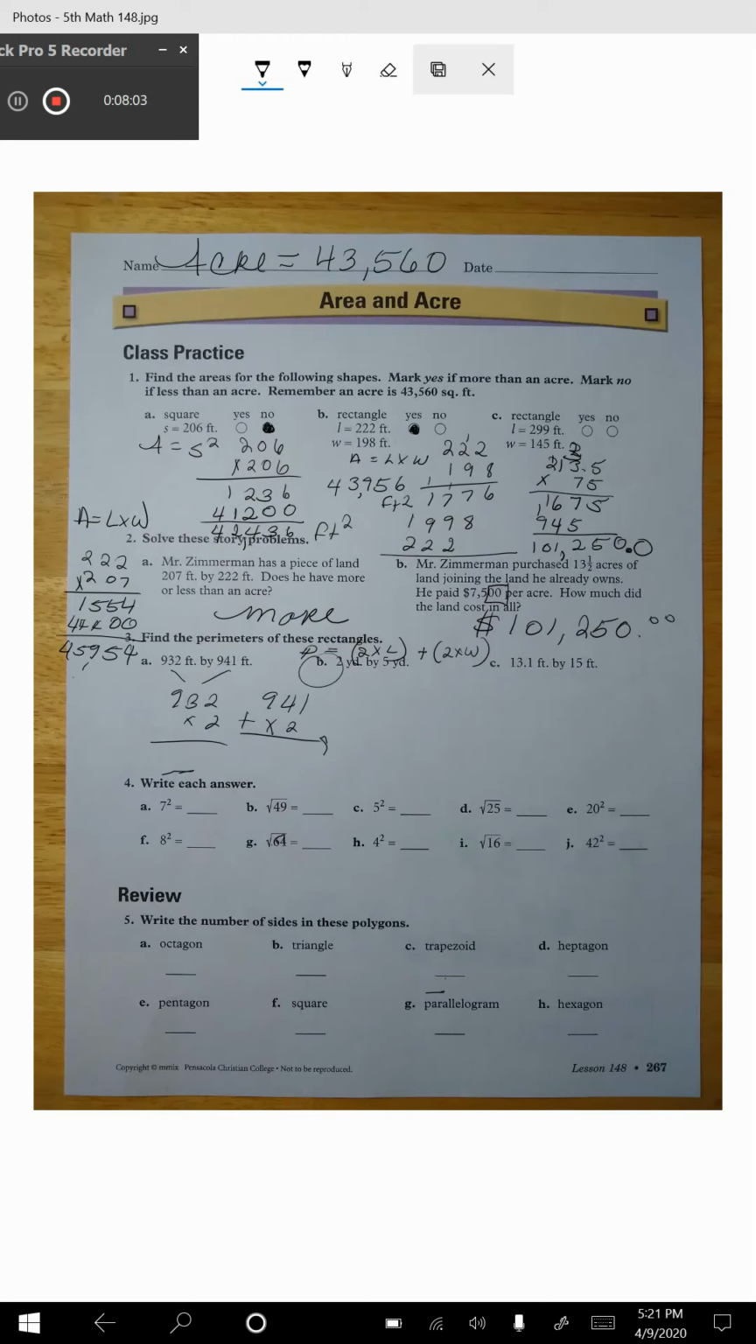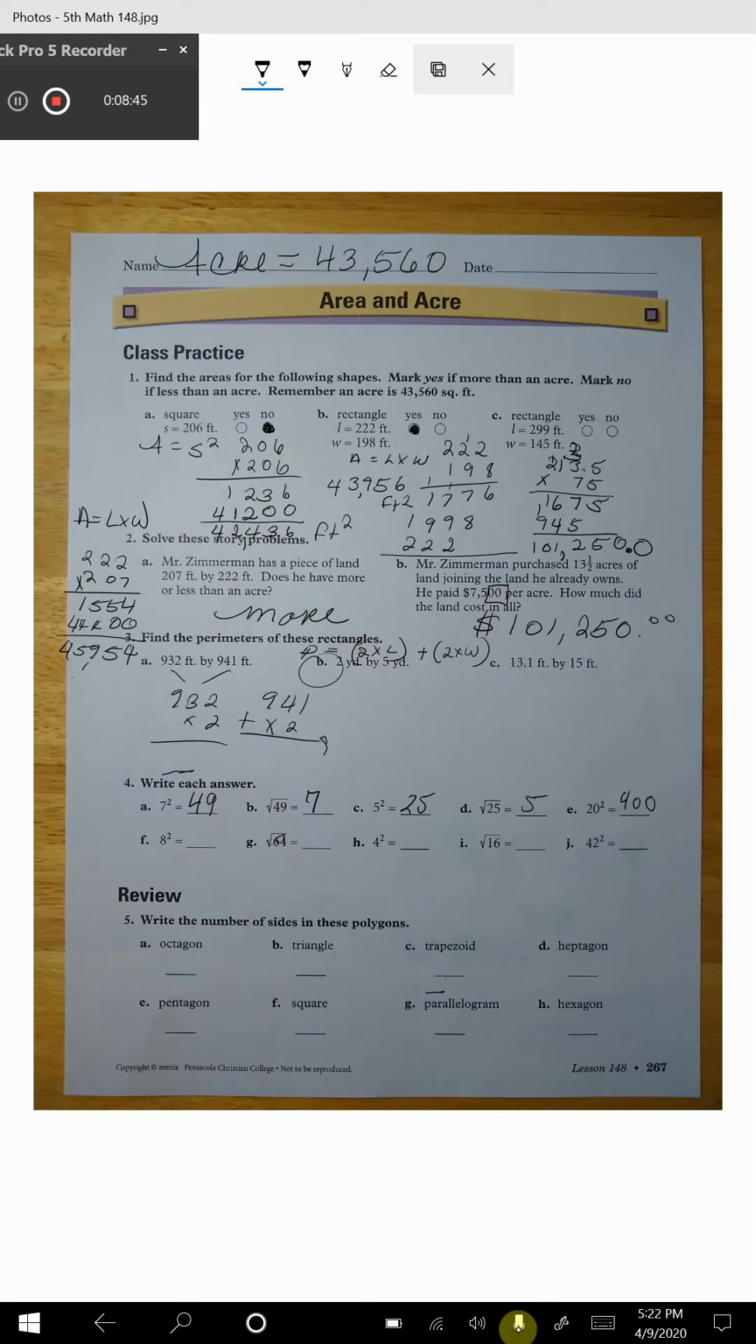All right, I will do number 4 with you because this was new yesterday. So 7 squared is 7 times 7. The square root of 7, what two numbers multiplied together equal, I just gave it to you. The square root of 49. Okay, 5 squared is 5 times 5. The square root of 25. 20 square rooted. Well, what's 2 times 2? It's 4. Then put in 2 zeros because you did 20 times 20.